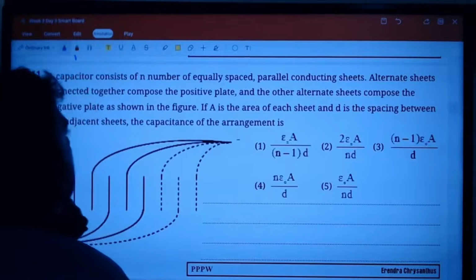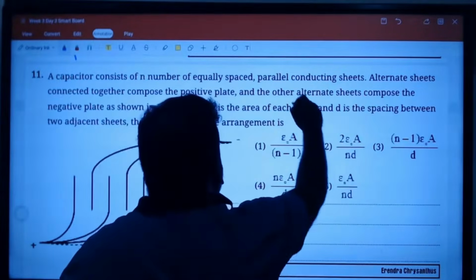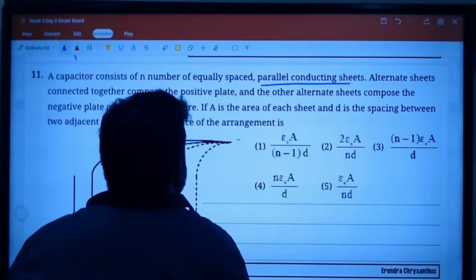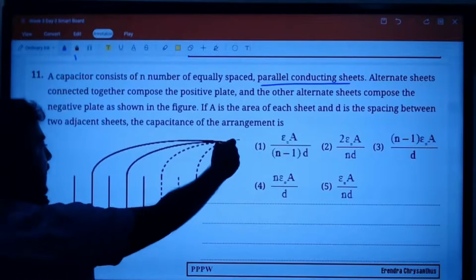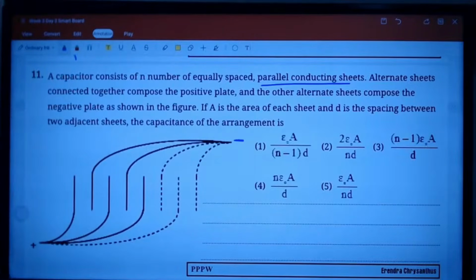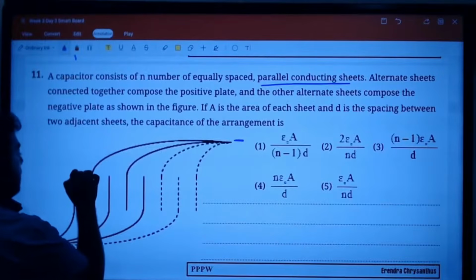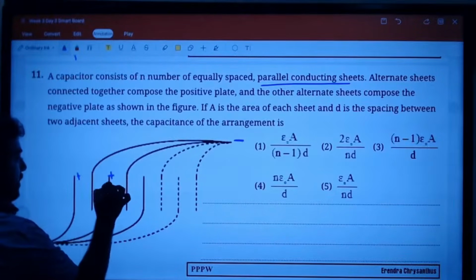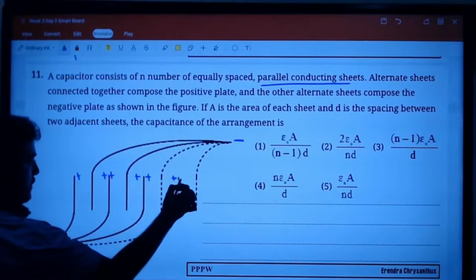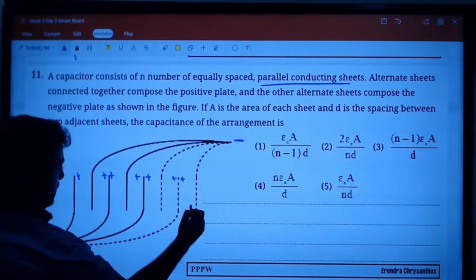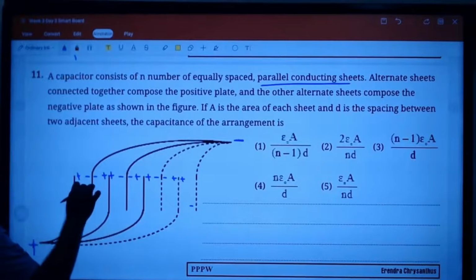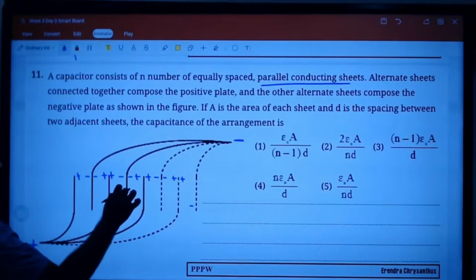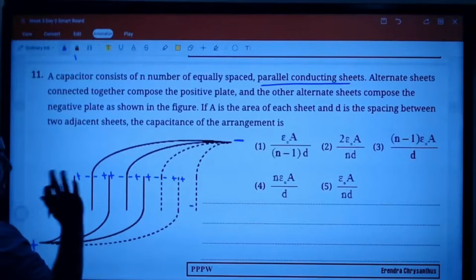A capacitor consists of n number of equally spaced parallel conducting sheets. Alternate sheets connected together compose the positive plate, and the other alternate sheets compose the negative plate, as shown. I have taught you this. There is a positive plate, you put positive and go to both sides. Negative, now this outside is used. So here there is electric field, here there is electric field, and so on. That means there are capacitors.